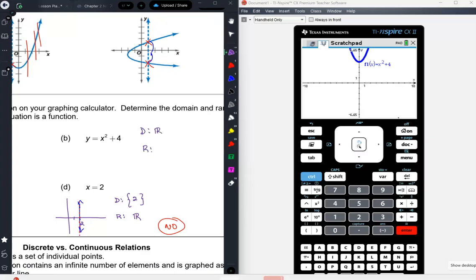How about the range? What about 4? No, 4. Yeah, it starts at 4 and goes up. Now, is the range the x's or the y's? The y's. So for the range, we're going to say y is greater than or equal to 4. Is this a function? Yes. It passes the vertical line test.